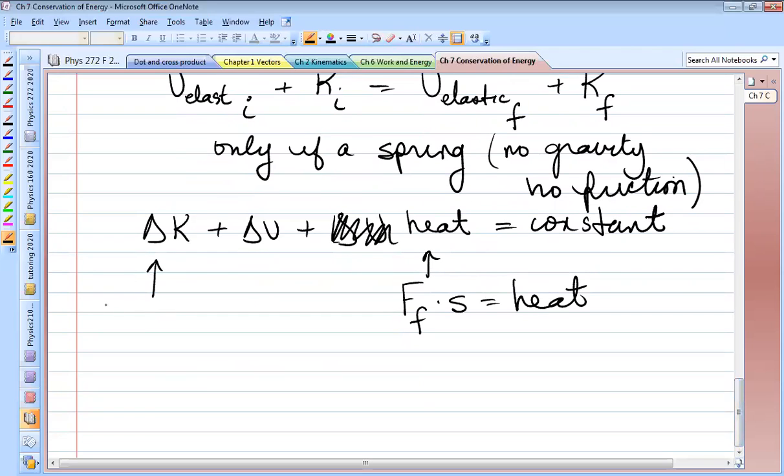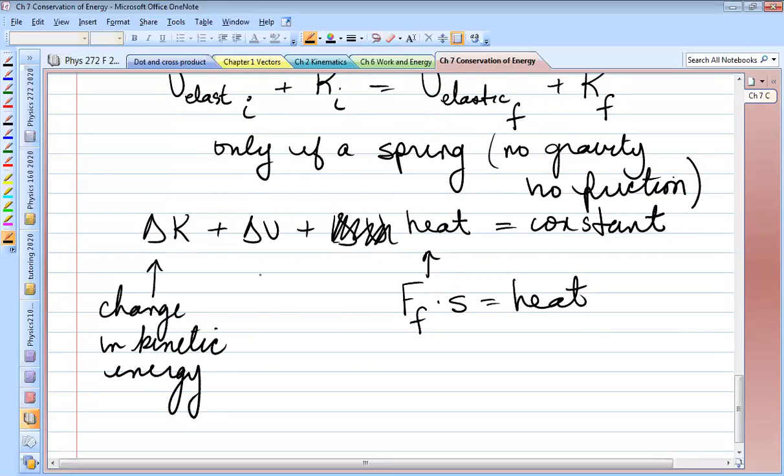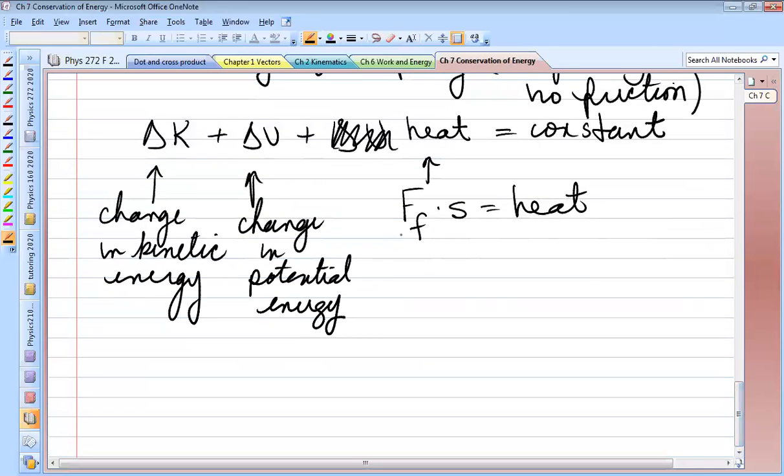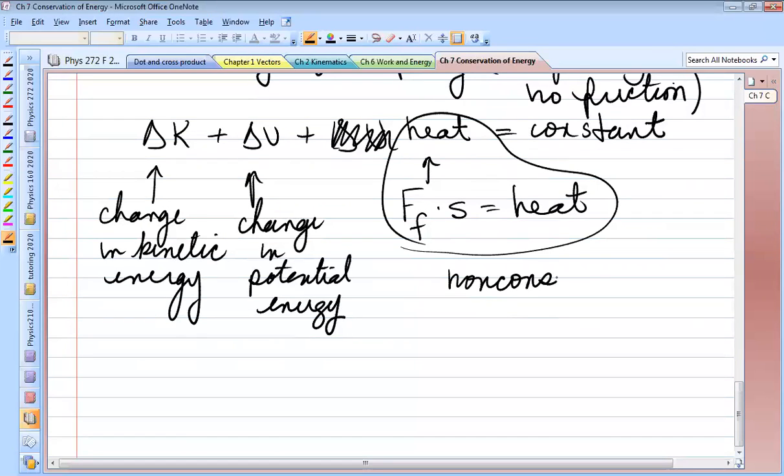So this is the total change in kinetic energy. So whether something is slowing down or speeding up, that's the change in kinetic energy. This is the change in potential energy. And that could be elastic and gravity going on at the same time, like bungee jumping. You would have elastic and gravitational as you spring up and down. And then the non-conservative. So this is considered non-conservative work. That's what your book calls it. I just like to call it heat.